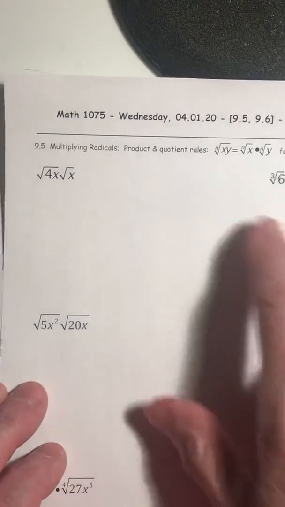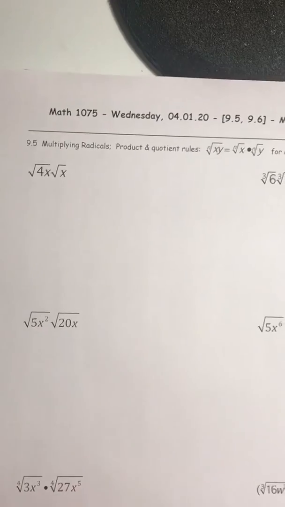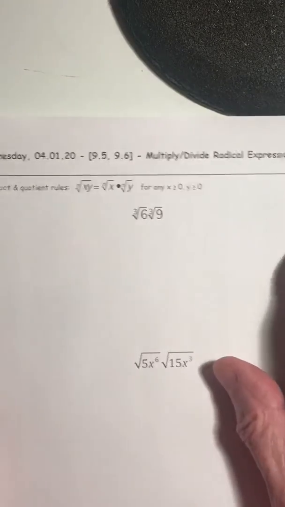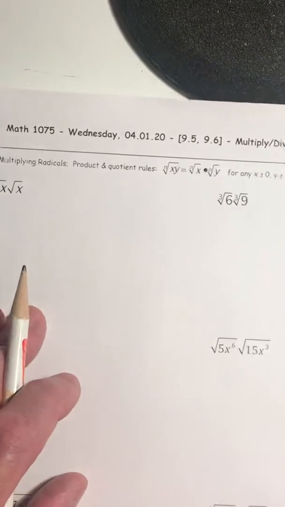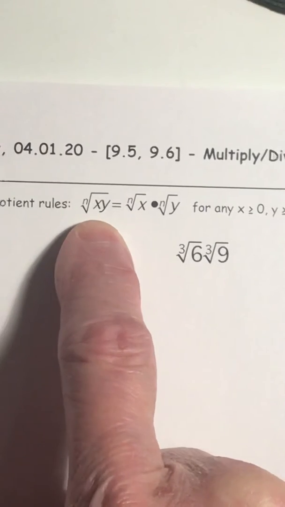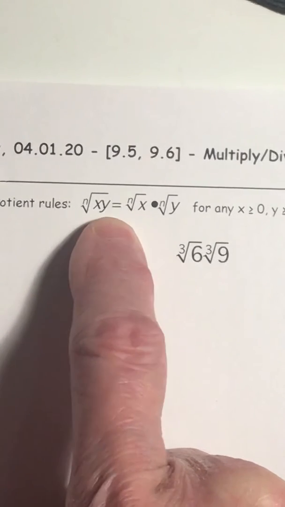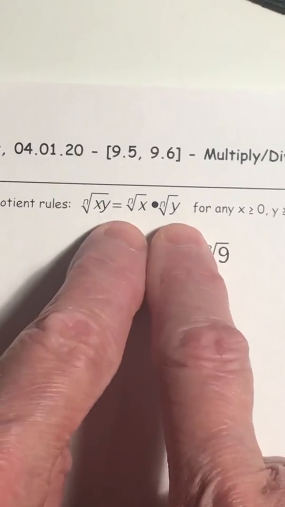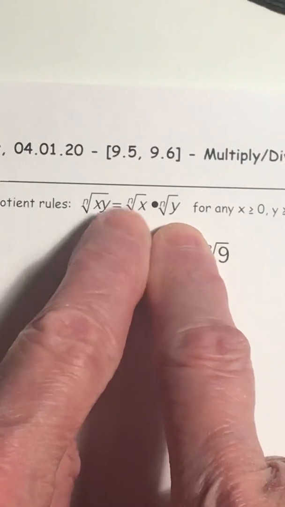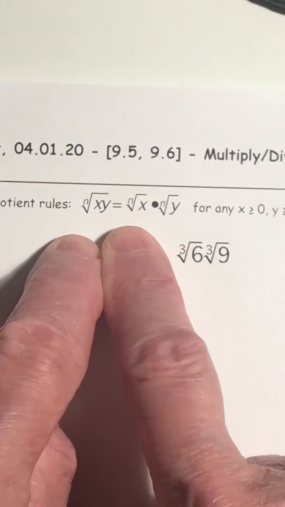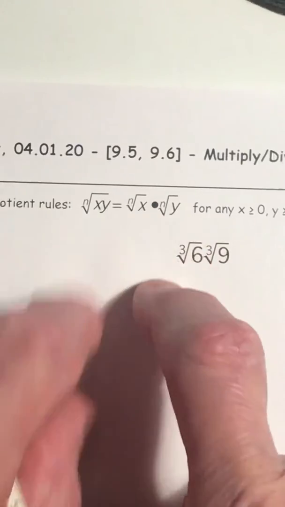Okay, here we go. April Fool's Day, Wednesday, and we're in chapters 9.5 and 9.6, multiplying and dividing radical expressions. And we have this property to use if you have a root of a product, something times something, x times y. It can be separated into the root of each factor, or you can start with this and go in the other direction. This will be a lot more meaningful as we use it.